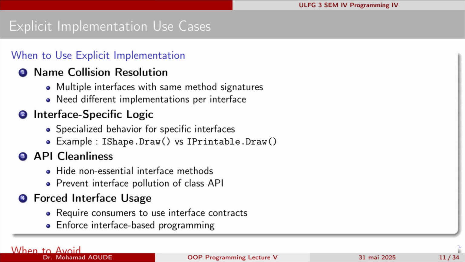API cleanliness. Sometimes an interface requires methods that aren't core to your class's primary functionality. Explicit implementation can hide these from the class's direct API, keeping it cleaner and more focused. Forced interface usage. By making members explicit, you can guide users of your class to interact with it through its interfaces, promoting a more contract-based programming approach. Avoid explicit implementation if none of these apply, as implicit is generally simpler to use and understand.